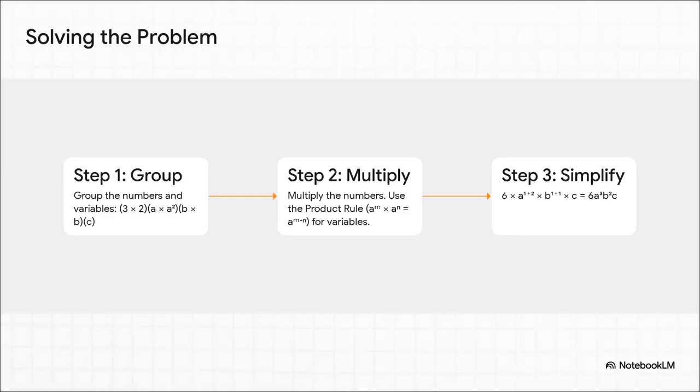Step 1, we're going to group the like terms. Put the numbers with the numbers, the a's with the a's, and so on. Step 2, we multiply. 3 times 2, that's 6. For the letters, we use our product rule. A times a squared becomes a to the power of 1 plus 2. B times b is b to the power of 1 plus 1. And step 3, we just simplify those exponents and bam! There's our clean final answer. 6a cubed b squared c. See, our rules made that look easy.